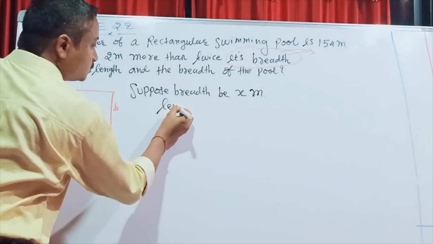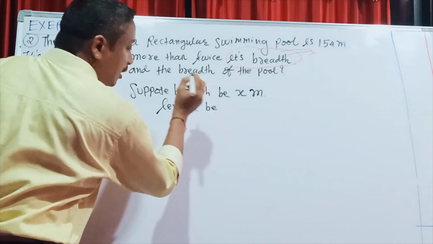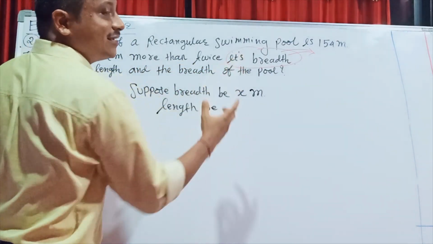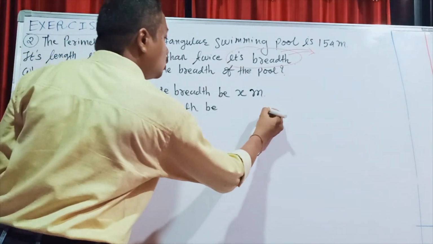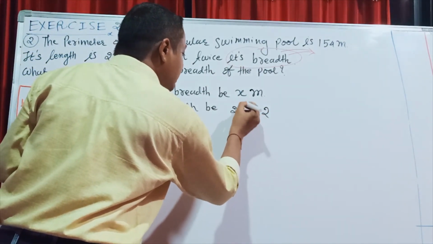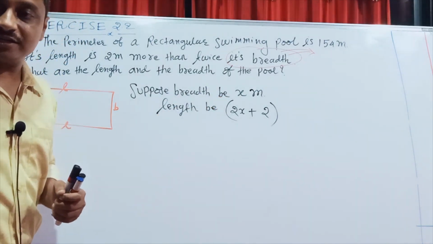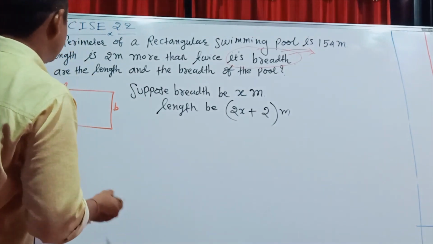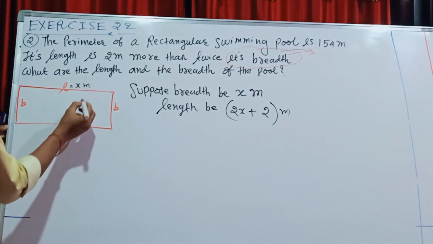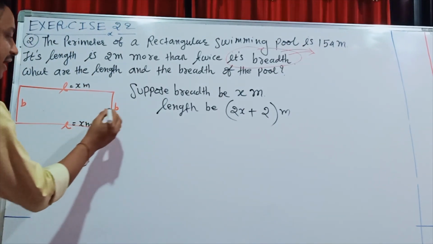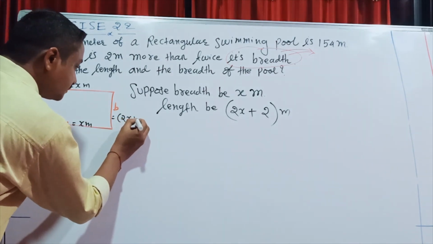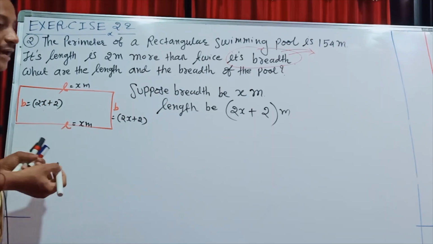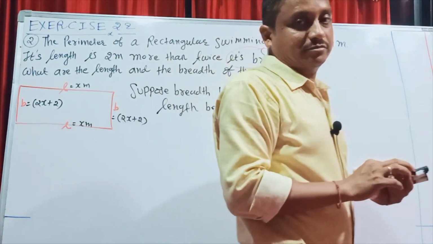So what is the length? Students, read the question again. The length is 2 more than twice its breadth. It means 2 more than twice its breadth, and breadth we have already taken as x. So my answer is 2x plus 2 meter, and you apply this value. It is your x meter here, same x meter here, and the length is 2x plus 2 meter, same here students, 2x plus 2 meter. Now happily my sum is done easily.